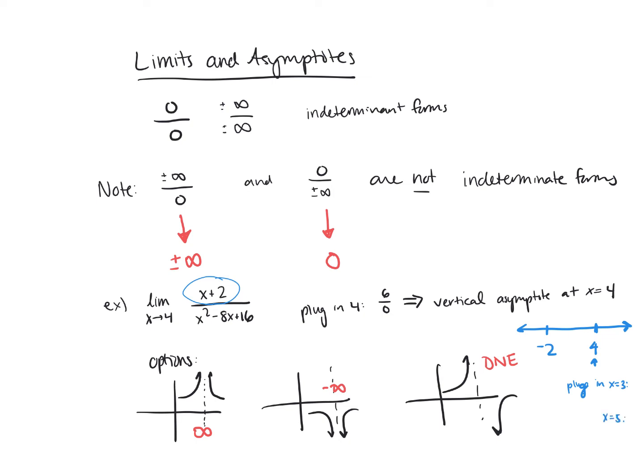Now when I plug in 3, I get 5 divided by 1, which is a positive number, which is really all I care about. And if I plug in 5, I'm going to get 7 over 25 minus 40 plus 16, which is also positive. So I see that my function values are positive on either side of 4. That means we're in a situation where the graph is going to look like this near our asymptote. And so our limit is equal to positive infinity.